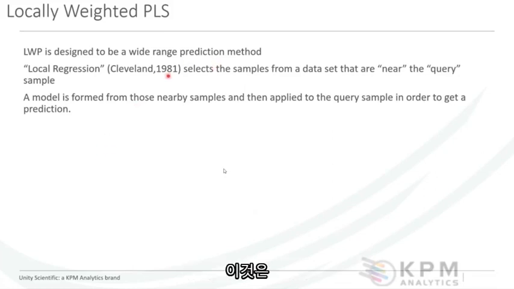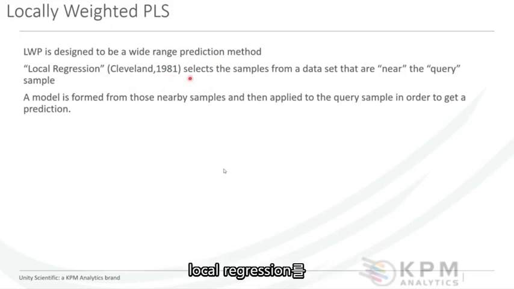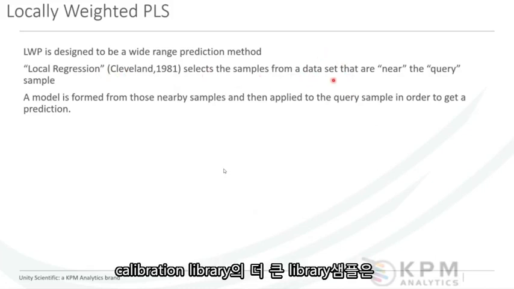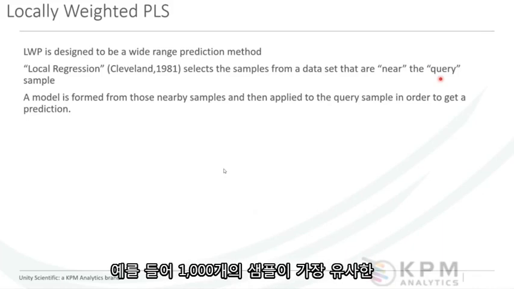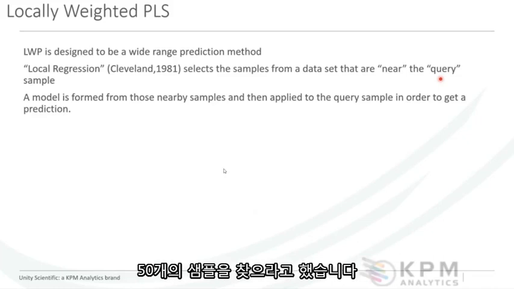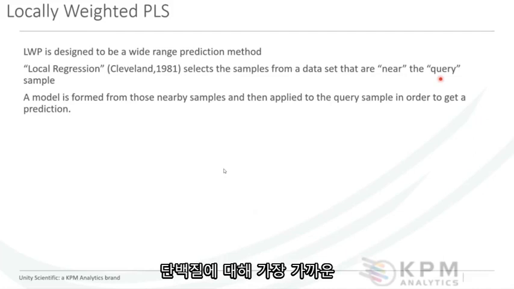So this was described a while ago in this reference here. But basically, based on your unknown, the local regression selects the samples from your larger calibration library that are spectrally near your unknown sample. So we're going into a large sample set of, say, 1,000 samples, and we're saying, find me the 50 most similar samples. We're also doing this based on a constituent. So we're saying, find me the 50 closest samples for protein, then for ADF, then for NDF, okay?